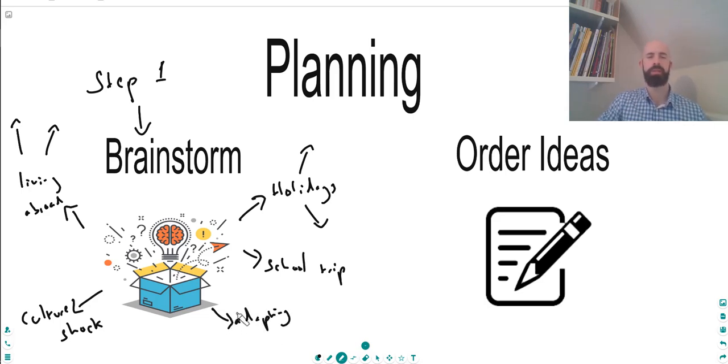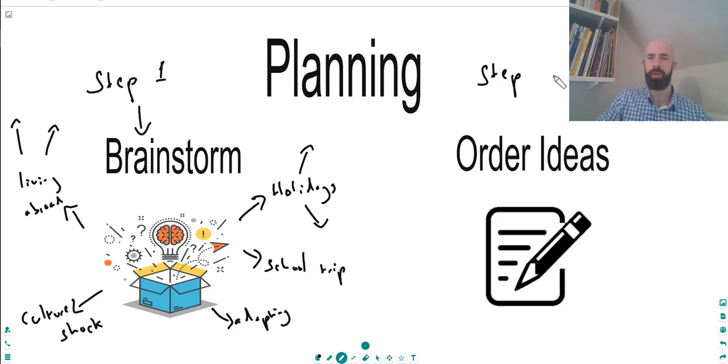So that would be step one. You're just associating freely. You don't censor yourself at all. Any random idea that comes into your head, just put it down. And you're just trying to get down as many ideas as you can, go off in as many different directions as you can. Okay, so that's step one.